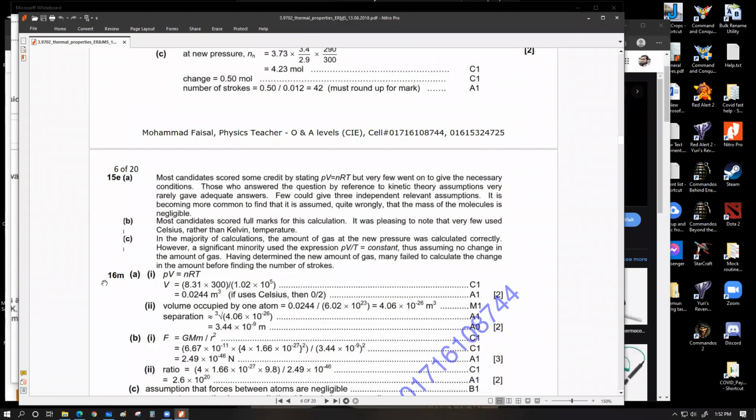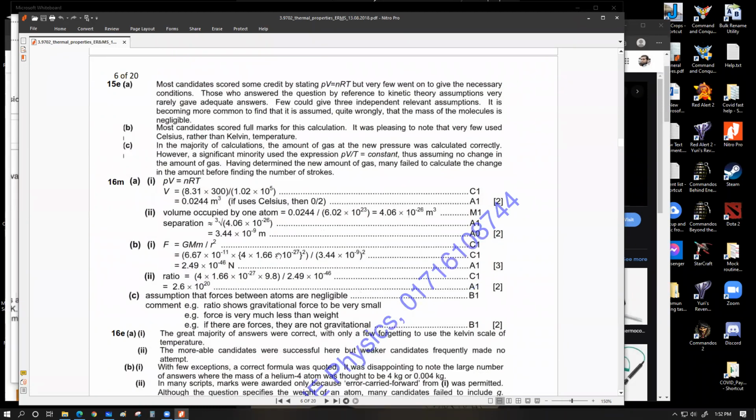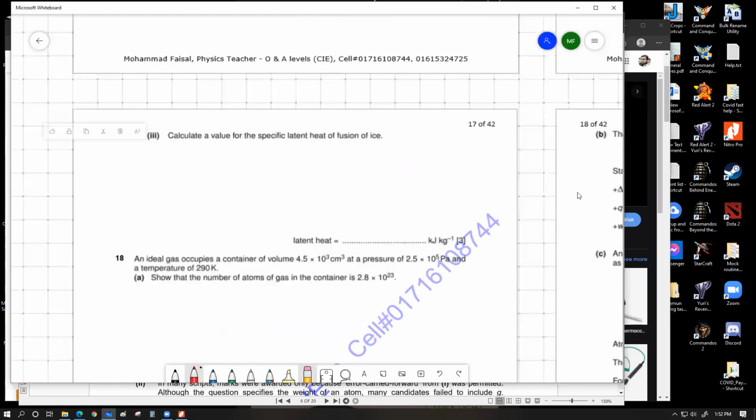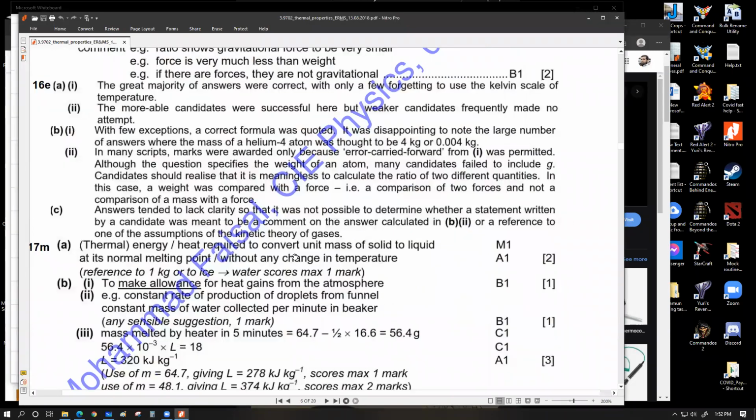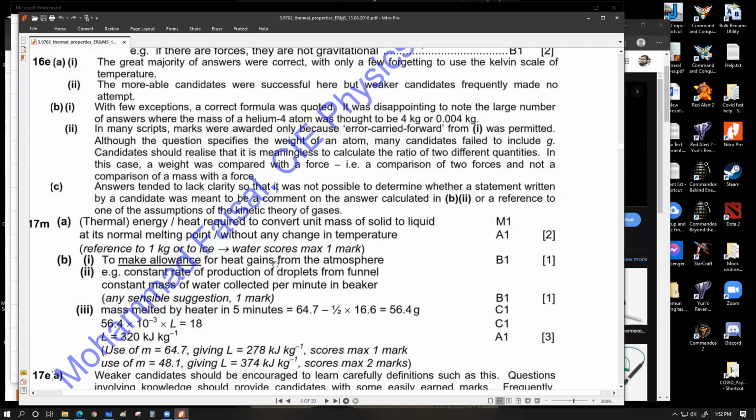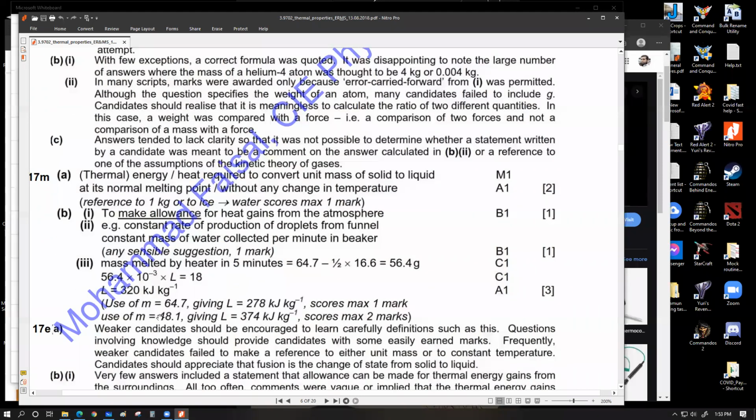I'm a bit curious to find out the wording that they have used for those two parts. What is the number of the question? This was number 17. Have a look. B1 says to make allowance for heat gains from the atmosphere. Okay. Number two, example: constant rate of production of droplets from funnel, constant mass of water collected per minute in beaker. Any sensible suggestion, 1 mark. And this is given as an example, so other acceptable explanations could also be accepted.